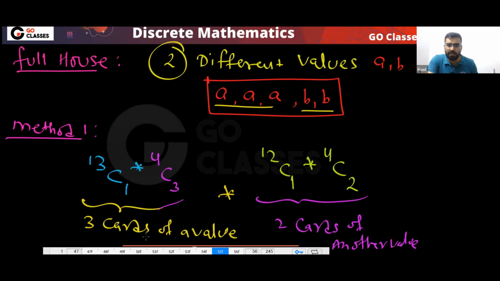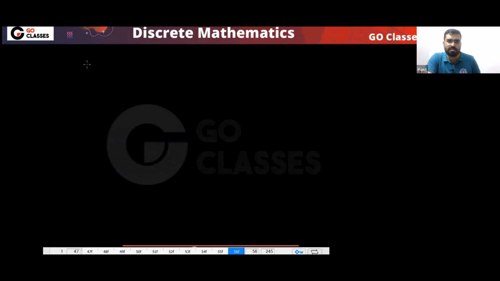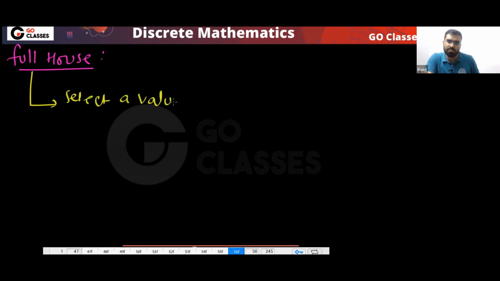So basically, I'm finding who is the card with 3 values. This is to select a suit. This is how to create a full house. Full house is basically 3, 2. So for a full house, first you select a value which has 3 cards.